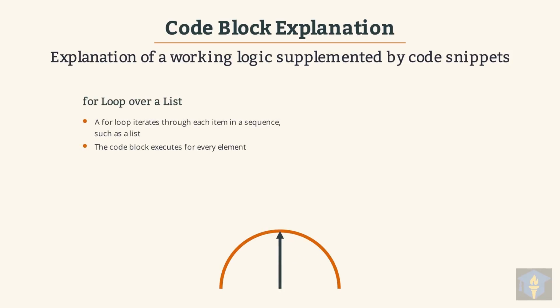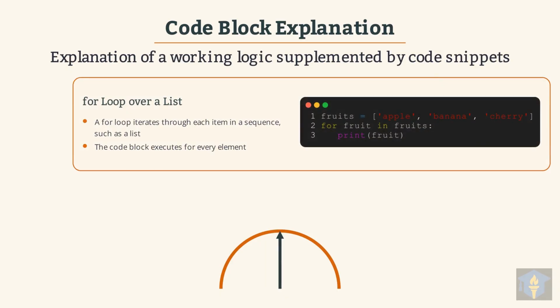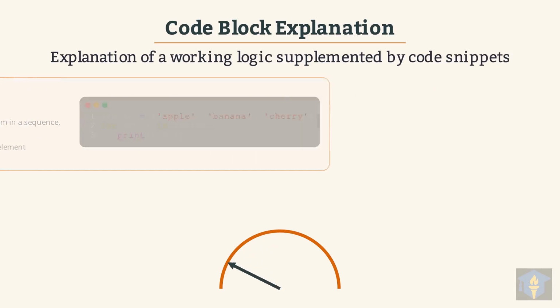Here, we have an example of a for loop iterating over the elements within a list. A for loop systematically goes through each item in a sequence, like a list, executing the code block for every element. This code defines a list of fruits, and then uses a for loop to print each fruit's name individually.